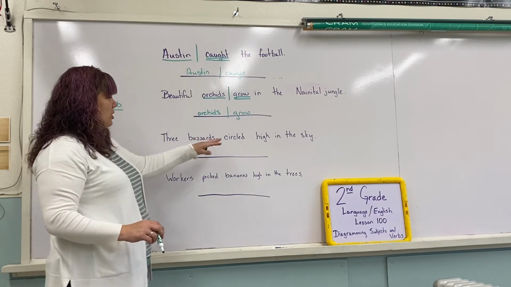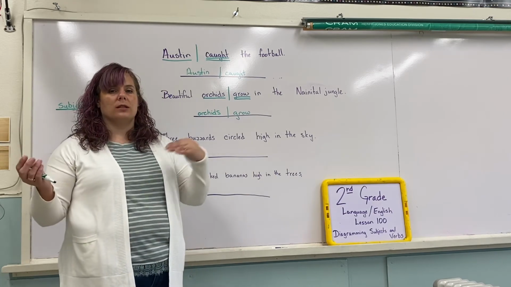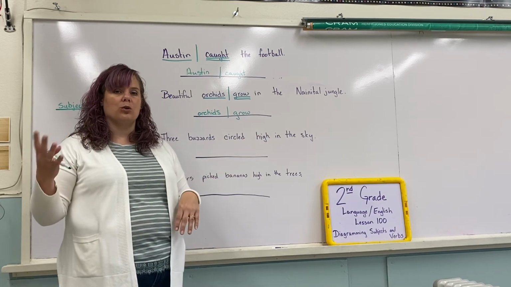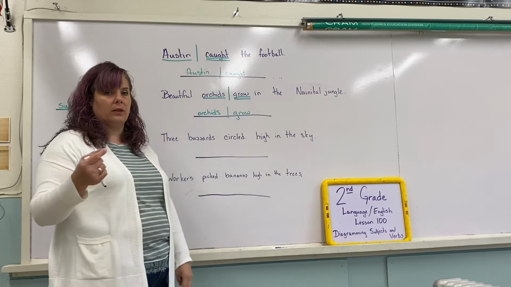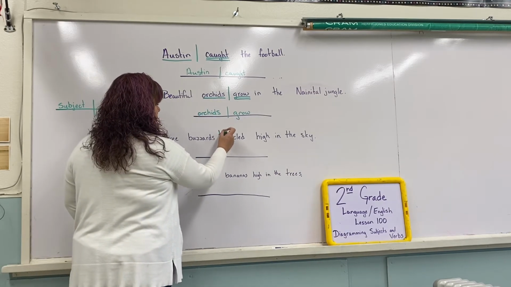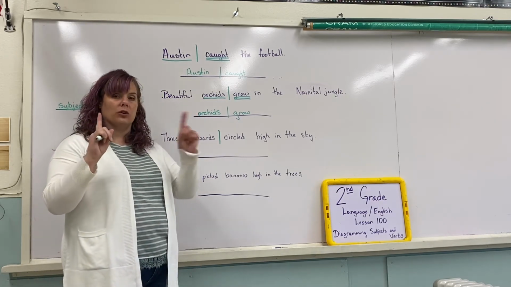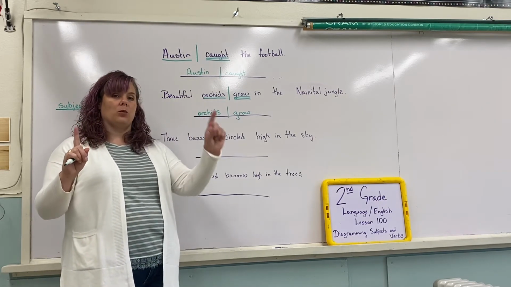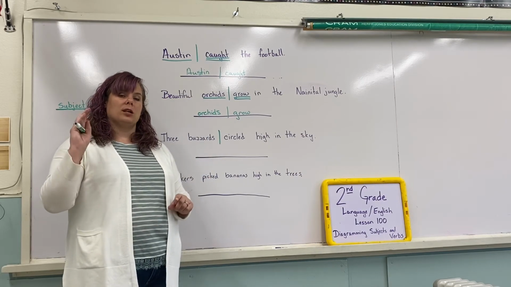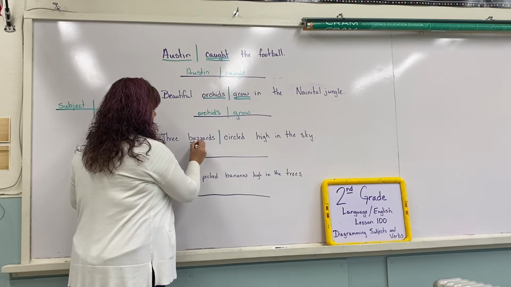3 buzzards circled high in the sky. Who did what? Where's our line gonna go? If you said our line goes between buzzards and circled, you are correct. Now we're looking for the 1 words. 1 word is the subject, 1 word is the verb. What's the who? Who was our sentence about? If you said buzzards, you're correct.